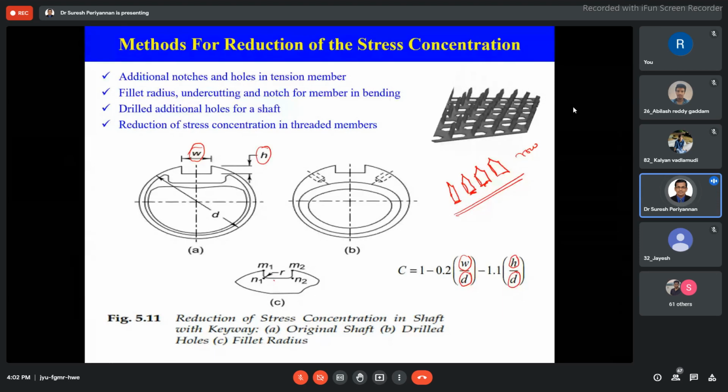Now here they have shown this is not good, as stress concentration is higher in this design. But when you provide the side holes, the stress concentration can be avoided. And when you provide holes as well as corner fillet radius, the stress concentration will be eliminated.